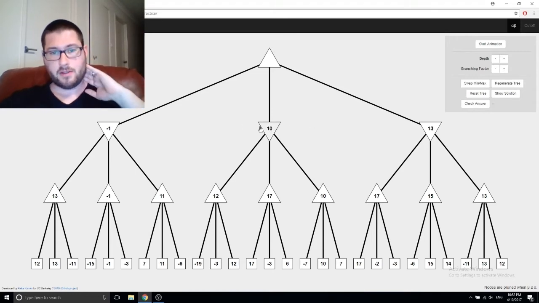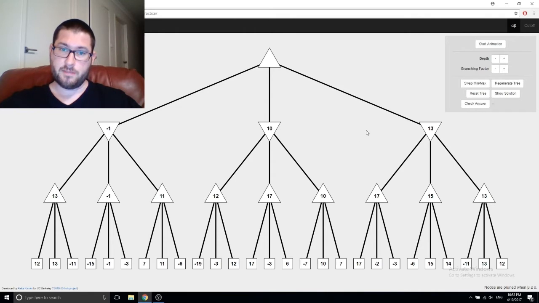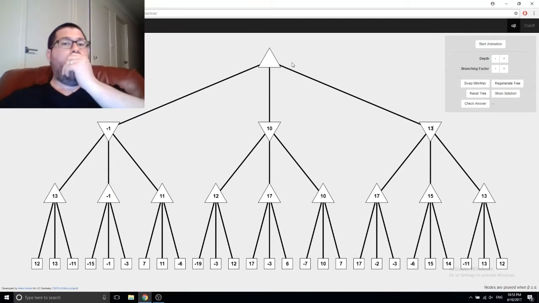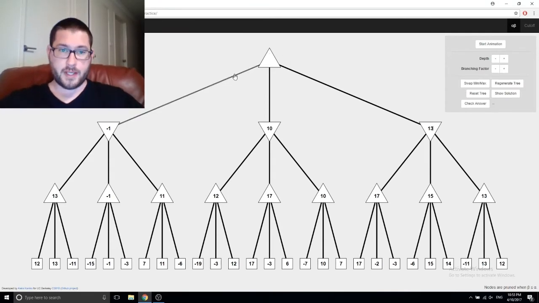Okay, and they alternate. So once we've figured out the values of these minimizing nodes, these values representing the best value that they will allow you to take if they find themselves in that position, we can then move up to this top node. We can say, okay, we're in this game state, it's our choice which path to take. If we take this path, our opponent will put us in a position where the best we can get is -1. If we take this path, our opponent will put us in a position where the best we can get is a 10.